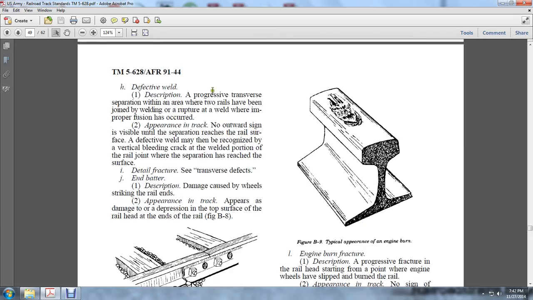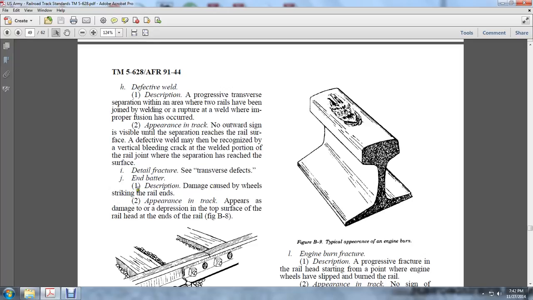Defective weld. Description: a progressive transverse fracture within any area of the weld between the two rails being joined, with a rupture of the weld when improper fusion occurred. Appearance in the track: no outward sign of visible separation reaches the rail surface. The defective weld may be recognized by a vertical bleeding crack within the welded portion of the rail joint, where the separation reaches the surface. Detail fracture, shell, transverse defects.